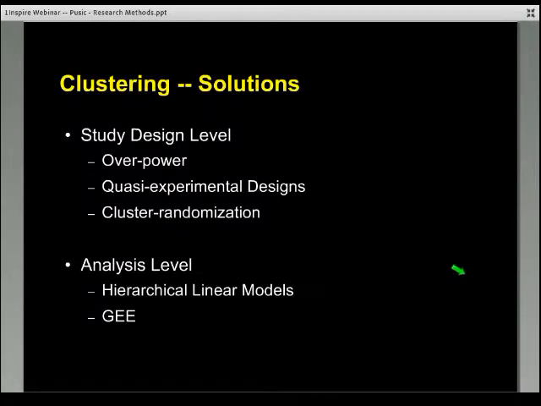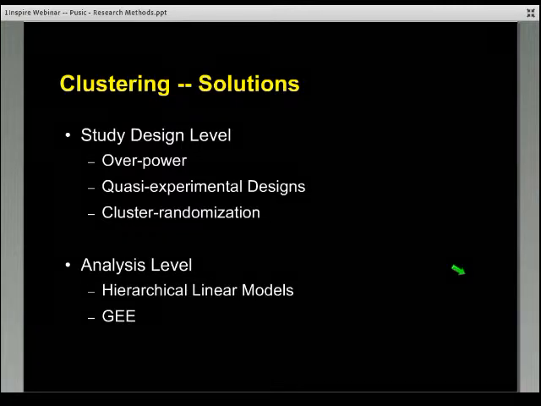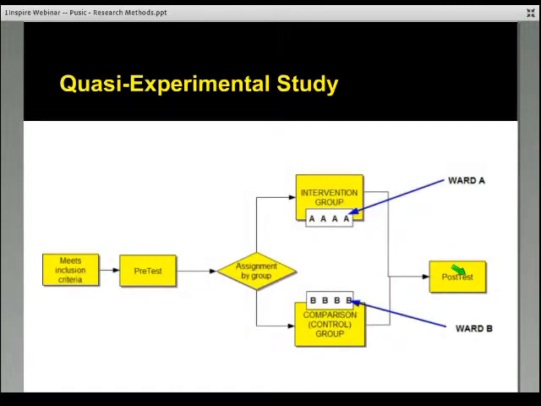You can also do quasi-experimental designs wherein you randomize wards or randomize rotation months or randomize natural clusters in order to keep separate the students and minimize contamination. And then there are statistical ways that you can get around this as well. So here's an example of a quasi-experimental design.